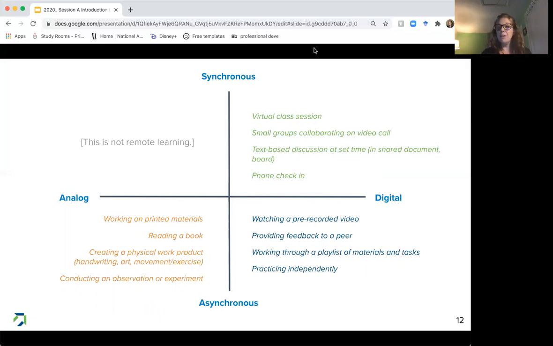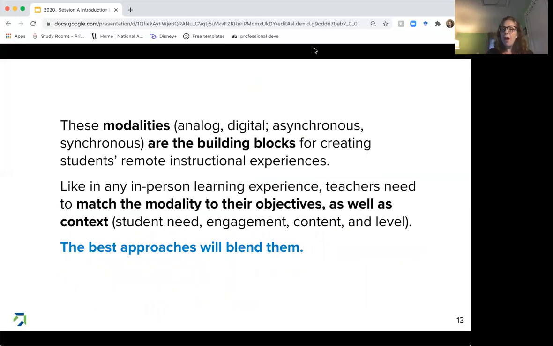If it's digital and asynchronous, it means that we are potentially watching a pre-recorded video as part of a playlist or providing feedback to a peer in Google Doc comments. If we're working synchronously and analog, that is offline and together, we're most likely in person. These modalities are essentially the building blocks for creating a student's remote instructional experience. And like any in-person learning experience, teachers need to match the modality to their objectives as well as their context. That can be the student needs that they're trying to fill, the need for engagement, the content area, as well as level of the learner.